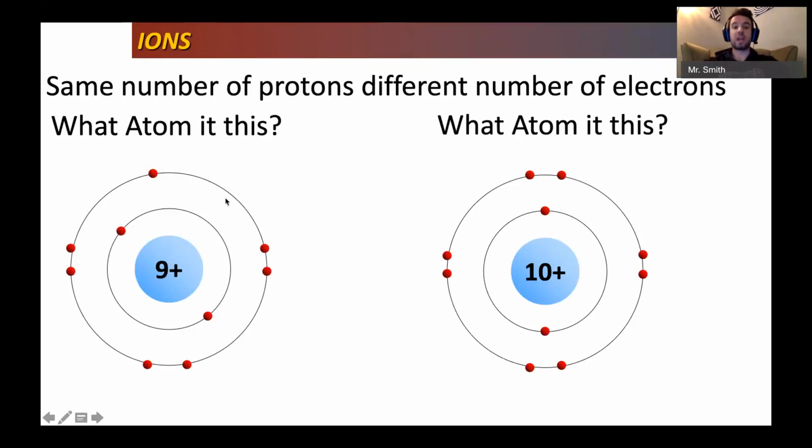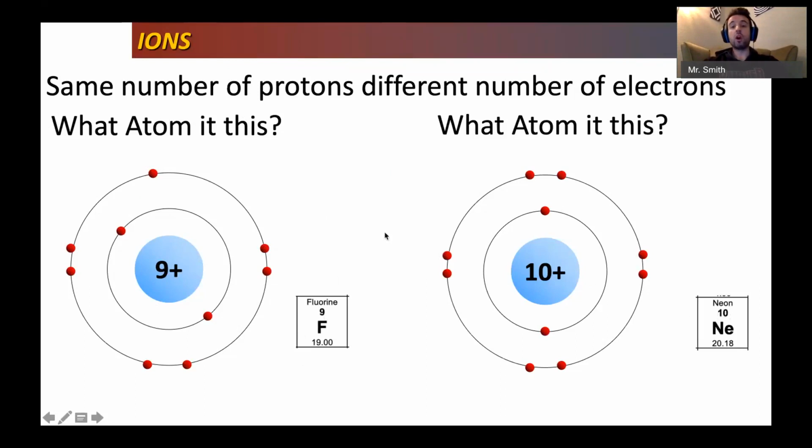You would have to answer the question, what atom is this? In order to do that, you would have to look on the periodic table. If we look at it, we'll see fluorine, which has 9 protons. That's where the 9 comes from. And neon, which has 10 protons. That's where the 10 comes from.